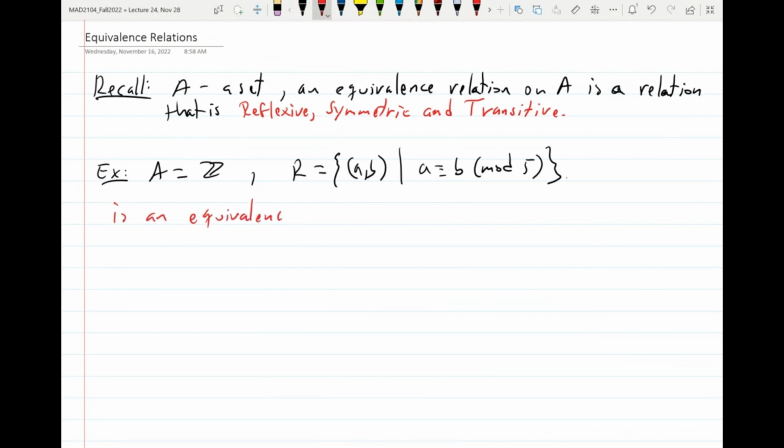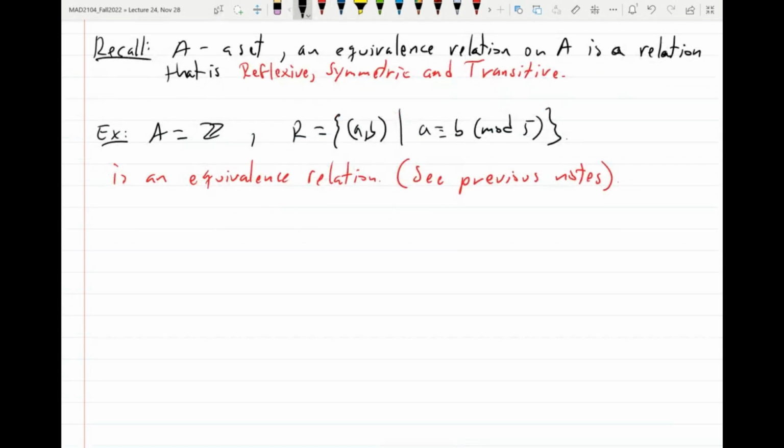I'm bringing this up because I'm going to use this for the next idea. So see previous notes. To see why this is an equivalence relation, we proved that it was reflexive, symmetric, and transitive. Now, the reason why we care about equivalence relations is because there is a notion of an equivalence class.